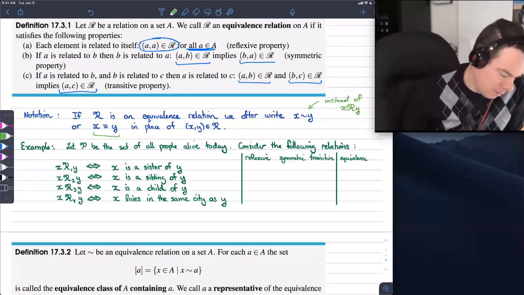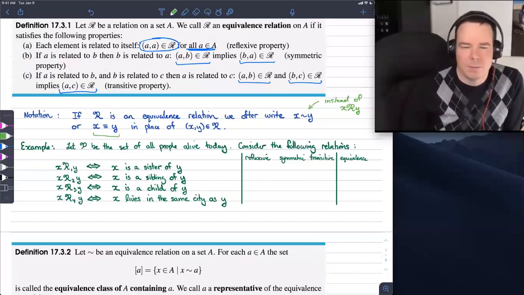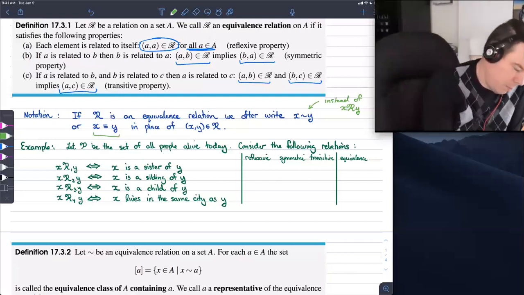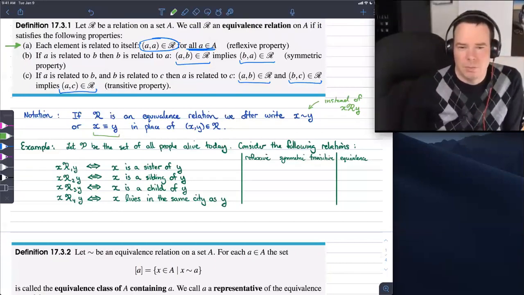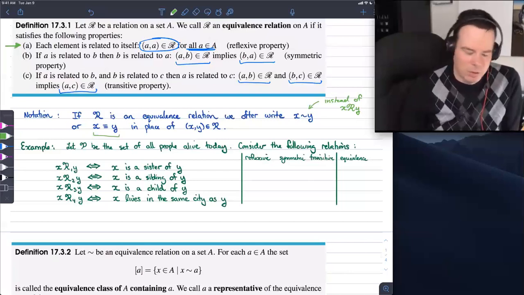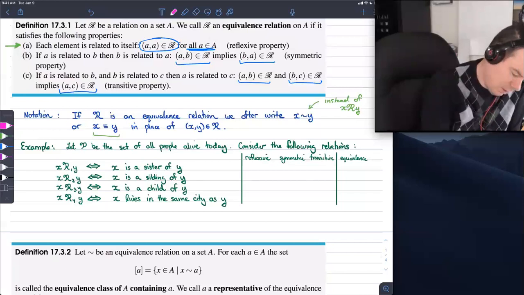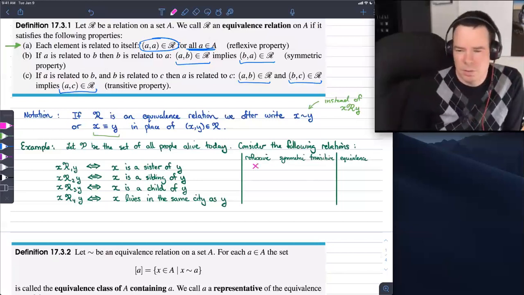So X is a sister of Y. Is this reflexive? So you can scroll back up and see, what does reflexive mean? Reflexive means that an element is related to itself. So can a person be their own sister? And in fact, to be reflexive, it means that has to be true for all people. Yeah, no, it's not reflexive. So a person is not their own sister.